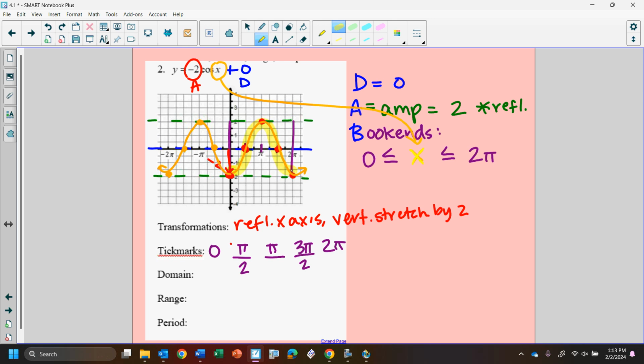I'm trusting you to handle domain, range, and period really fast. Check yours real fast. Negative infinity to infinity, negative 2 to positive 2 brackets, and 2 pi for the period. You know that? Yeah. All right.